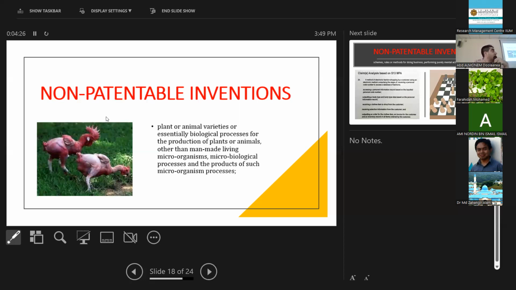This is for example, a chicken without feather. It solves the technical, the industrial problem of removing the feather of the chicken. So it cannot be patented in Malaysia. In the US, I think this one is from Israel or somewhere.